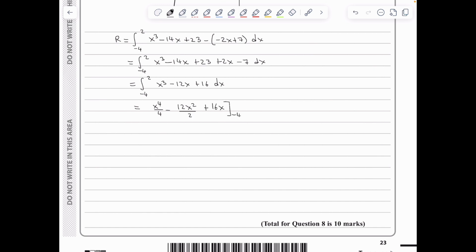My limits are negative 4 and 2. I will start by simplifying the 12 with the 2 to give me a 6 here, and I will substitute the upper limit. So we're looking at 2 to the power of 4 over 4 minus 6 times 2 to the power of 2 plus 16 times 2. And then for the lower limit, we've got negative 4 raised to the power of 4 over 4 minus 6 times negative 4 raised to the power of 2 plus 16 times negative 4. So if I evaluate the upper limit, I get an answer of 12 minus the lower limit, which gives me an answer of negative 96, which gives overall an answer of 108 as required.